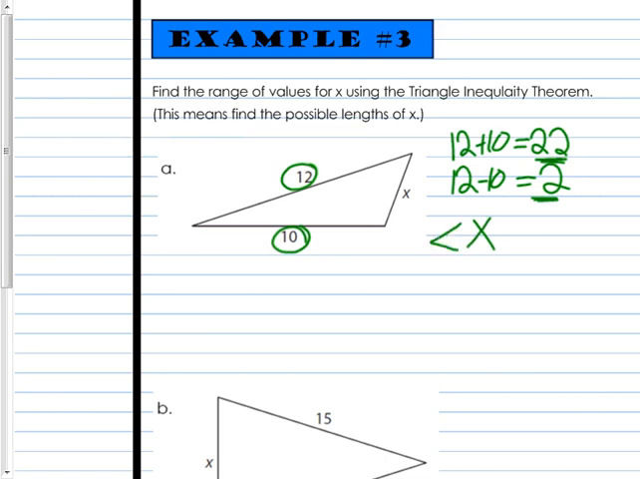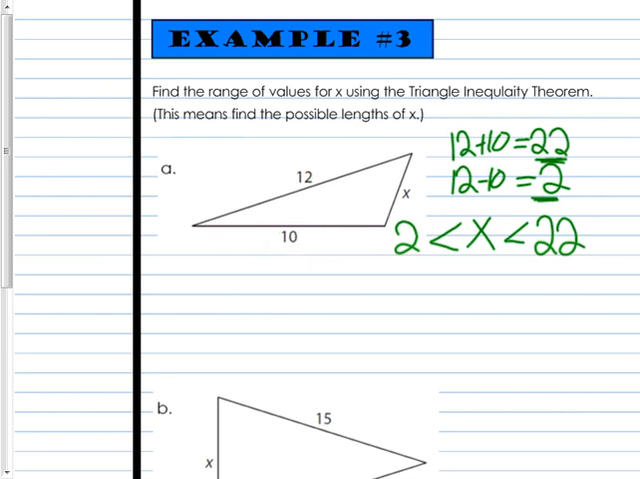X has to be greater than 2. So 2 is less than x. Okay? x is greater than 2, but it also has to be less than 22. So x is less than 22, but it's still greater than 2.